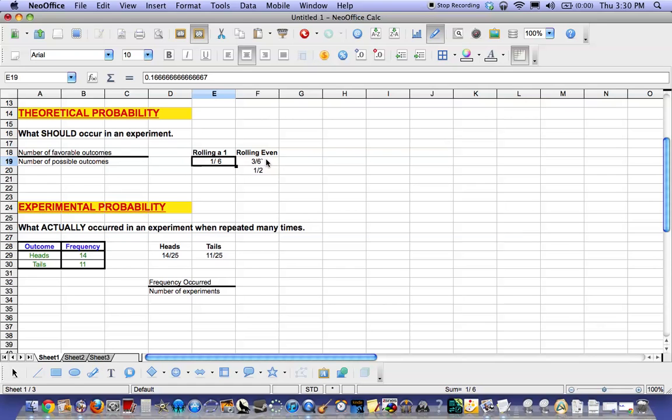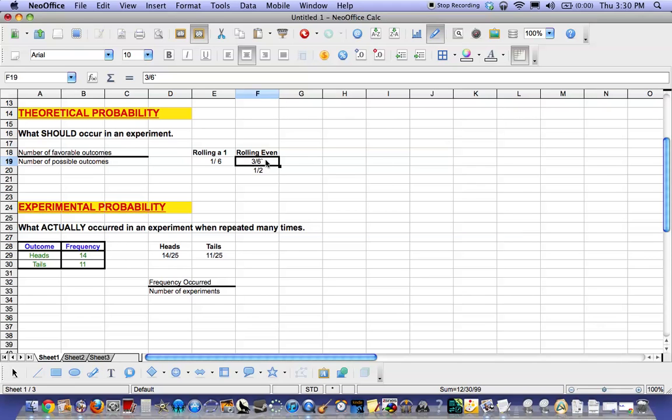Rolling an even number on a die, there is a 3 in 6 chance, which can be reduced to a 1 in 2 chance. They're the same thing. There's a 3 in 6 chance because there are 3 even numbers on a die, 2, 4, and 6. So the total number of favorable outcomes that you're looking for are 2, 4, and 6. So there's 3 possible favorable outcomes, and there's a total of 6 possible outcomes when you include 1, 3, and 5 as well. So there's a total of 6 sides to the die, and only 3 of them are even. So it is a 3 out of 6 chance.